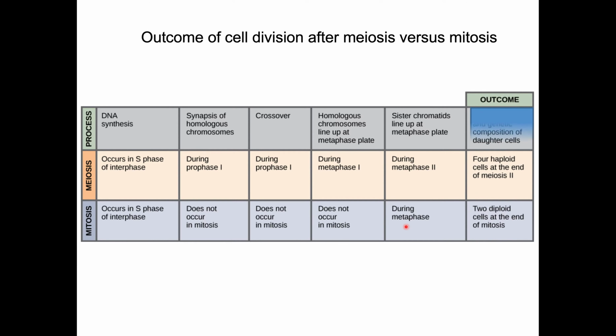What is the outcome? We're asking the number and genetic composition of daughter cells. In meiosis, we get 4 haploid cells at the end of meiosis 2. With mitosis, you get 2 diploid cells at the end of mitosis, and that is if in both of these cases we're starting with diploid cells. Haploid cells can also undergo mitosis, but haploid cells cannot undergo meiosis. They have to be diploid.